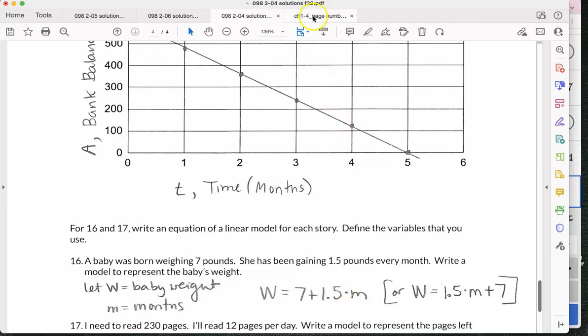So try to do the next one on your own. I need to read 230 pages. I'll read 12 pages per day. Write a model to represent the pages left. So again, you're going to need to figure out what are your 2 variables. What's the starting value? What's the rate of change? This is probably going to be D for days or T for time. And what's the other quantity that we're tracking?